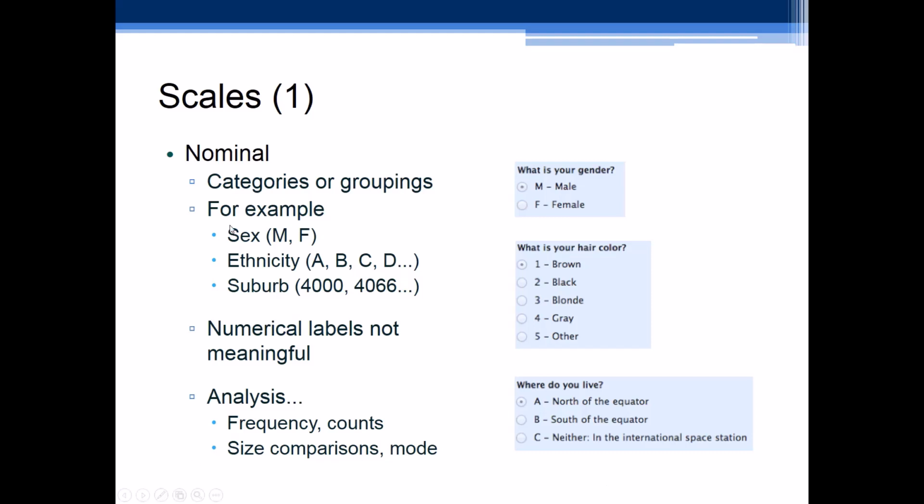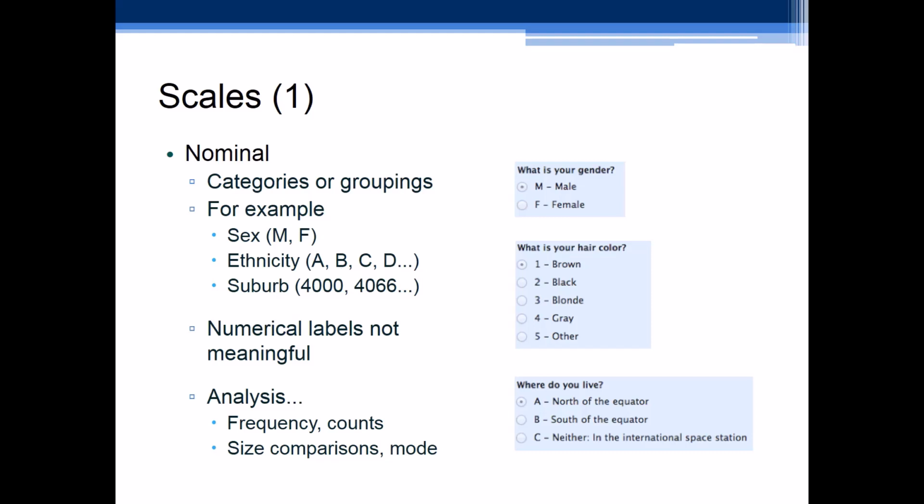That term nominal just refers to as named. So we place people into named groups. Are people male or female? Do they have brown hair, black hair, blonde hair, grey hair, or some other type of hair? What is their ethnicity? We might label those groups A, B, C, or D. So this is just placing people into groups that are labelled.